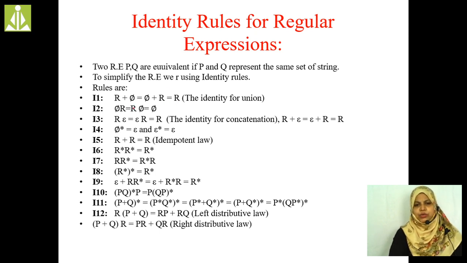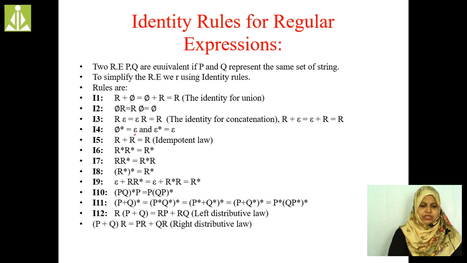This is the I1 rule. You have to remember these 12 rules. I plus phi equals phi plus R equals R. Next, phi R equals R phi equals phi. Right? R epsilon equals epsilon R equals R. This is one rule.